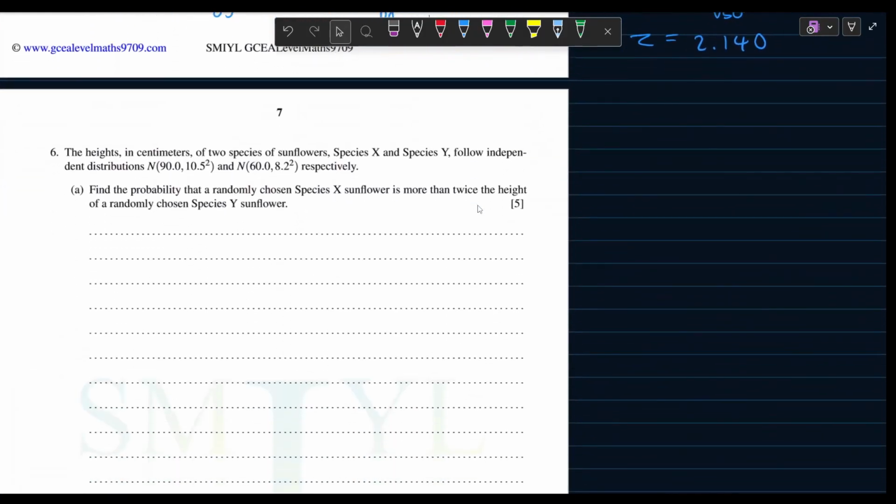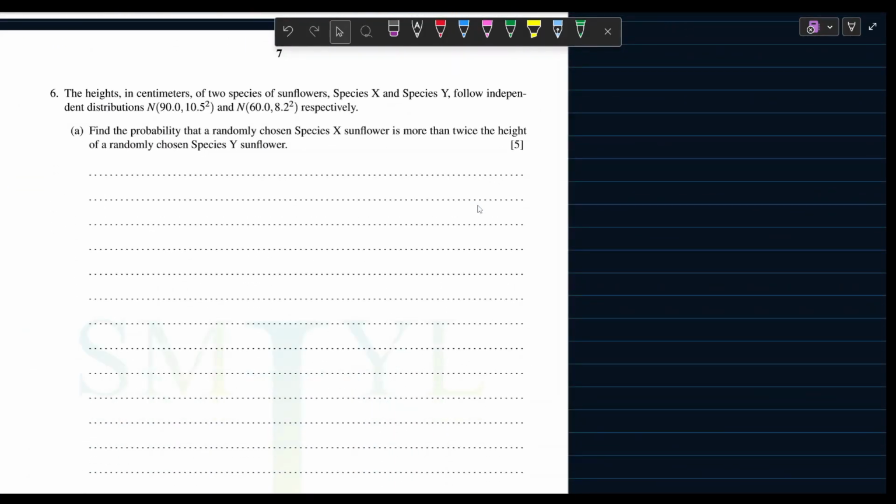That's our test. Number 6, the heights in centimeters of two species of sunflowers, species X and species Y, follow independent distributions, normal with mean 90 and variance 10.5 squared, and normal with mean 60.0 and variance 8.2 squared, respectively. Part A. Find the probability that a randomly chosen species X sunflower is more than twice the height of a randomly chosen species Y sunflower.